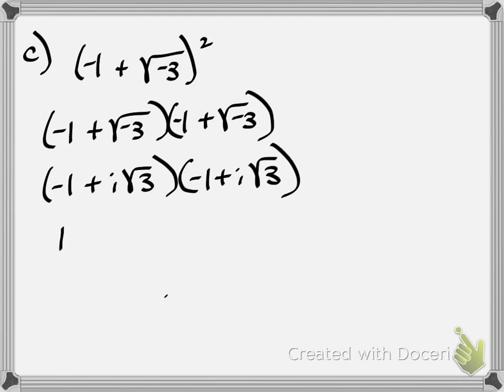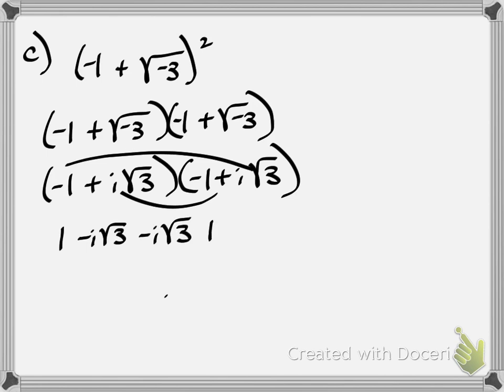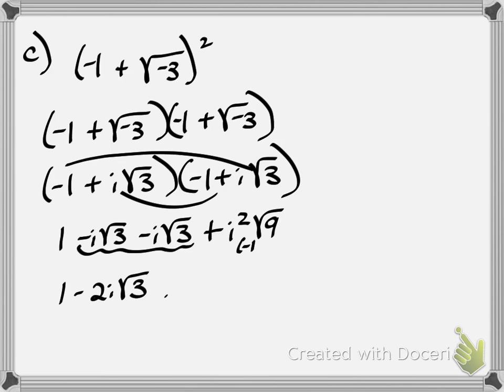So negative 1 times negative 1. My outer gives me negative i square root of 3. My inner also gives me negative i square root of 3. And my last gives me i squared square root of 9, or just 3. These like terms are going to combine. Minus 2i square root of 3. And i squared is negative 1. And square root of 9 is 3. So this is minus 3. And 1 minus 3 is negative 2 minus 2i square root of 3.